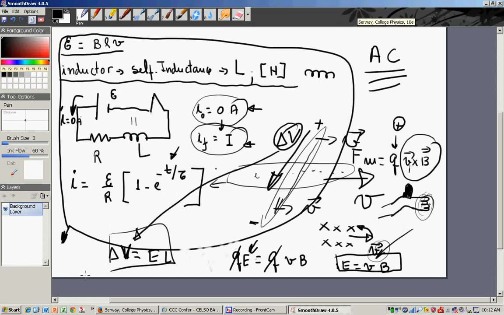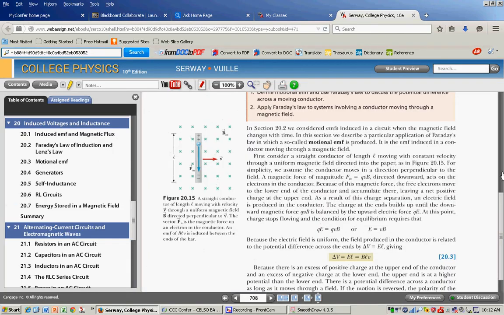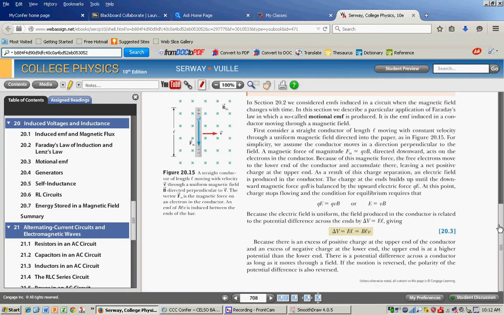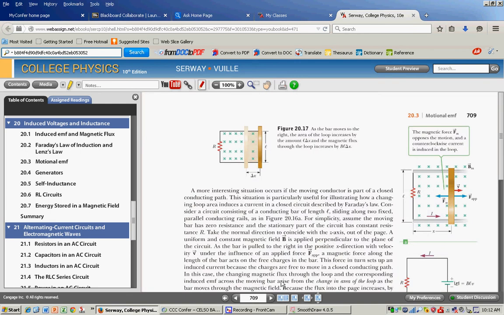So based on the fact you know E, you can multiply by L, and then you have the voltage. I mean, the voltage is not big, it's small, but it is something that is happening. Okay. All right.